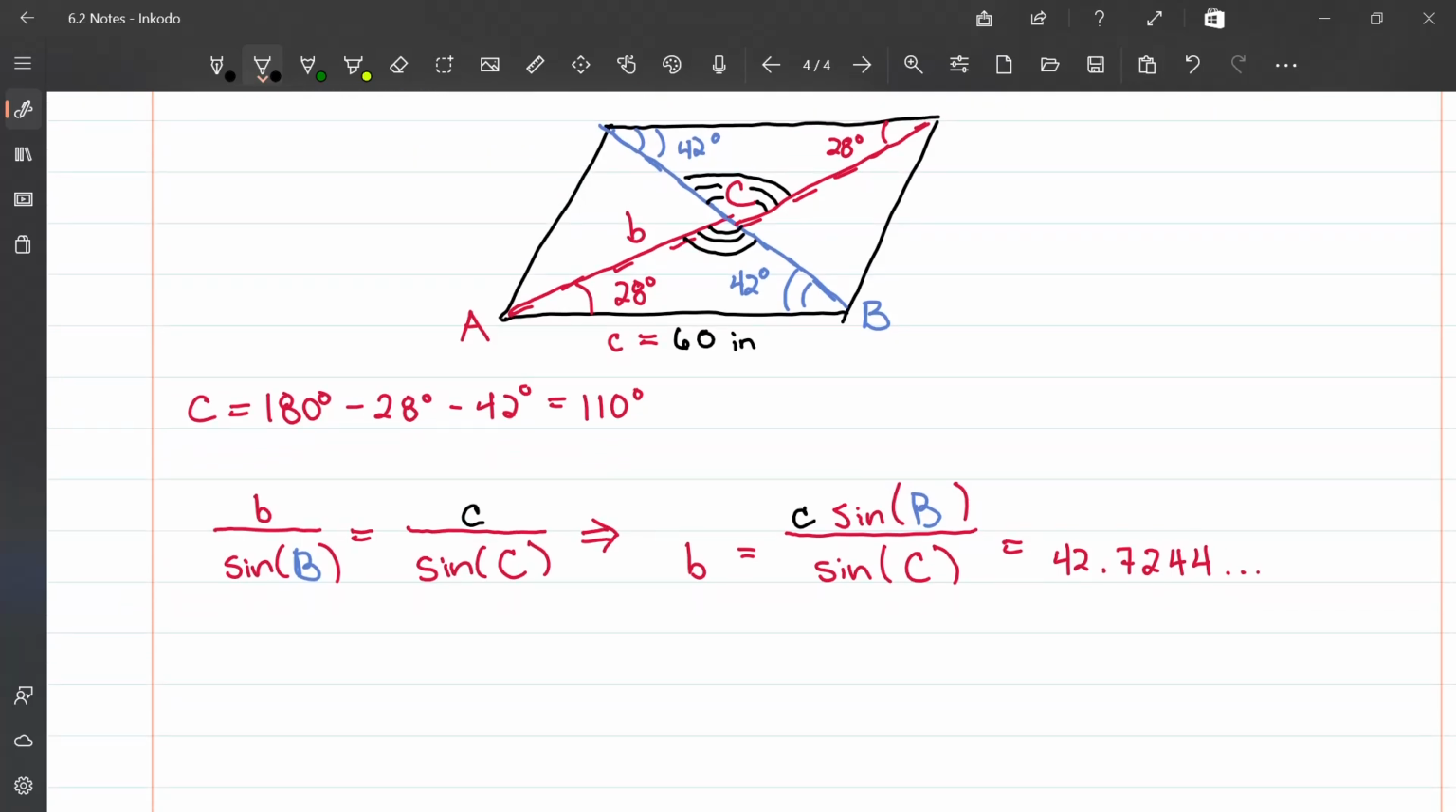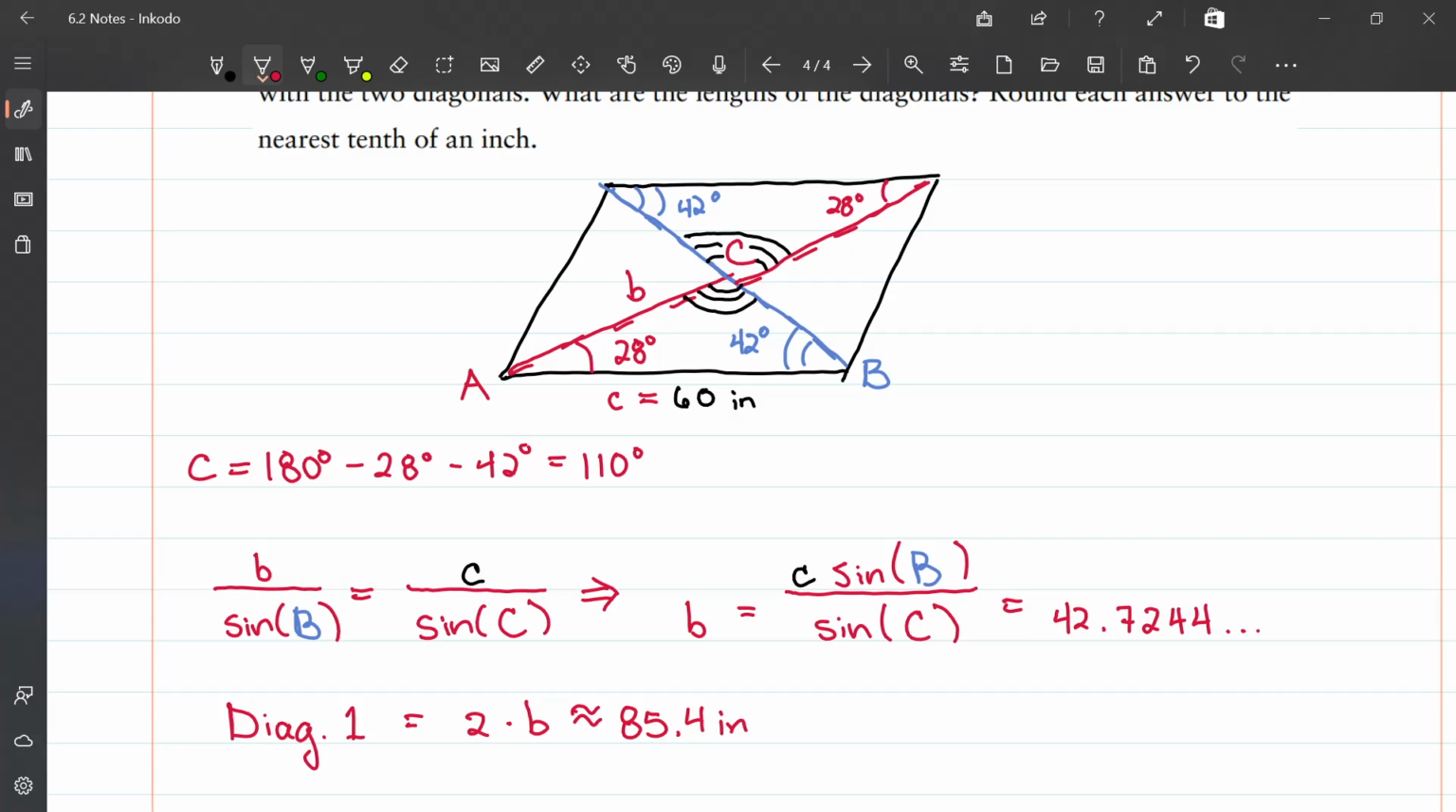So actually, if I want to know the answer for one of these two diagonals, all I have to do is say that the diagonal, I'm going to call it diag 1, should be equal to 2 times the length we just calculated from here and here. And that gives us, if we round to the nearest tenth, approximately 85.4, and I believe these were inches. Yes, inches. I should go ahead and point out here that the other part, the part I haven't written down, but should be obvious from the picture, is if the bottom horizontal line is 60 inches, so is the top horizontal line.